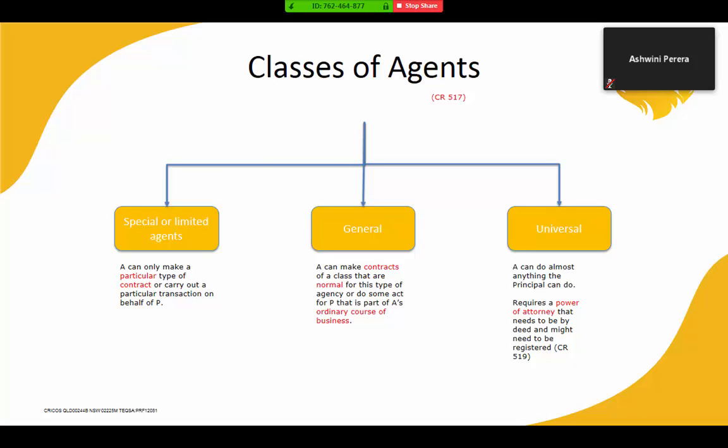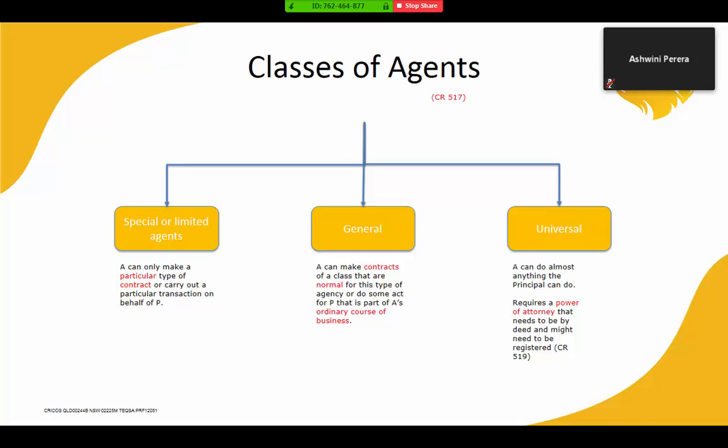Now, there are three different classes of agents we want to look at. As you would imagine, these depend on the extent that you, as a principal, would give this agent this authority to contract or enter into relationships on your behalf. This is from left to right, the most limited to the universal, the least limited. Special or limited agents, these will allow you, so the agent can only make a particular type of contract or carry out a particular transaction on behalf of the principal. So it's very specific. You can't just contract on my behalf on everything. I will tell you what I need you to do for me.